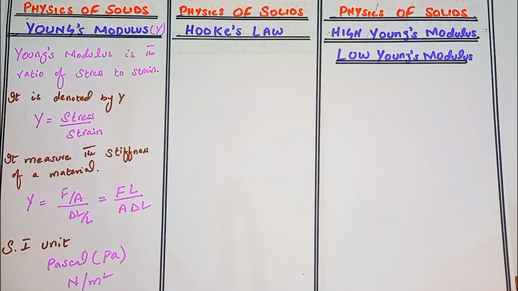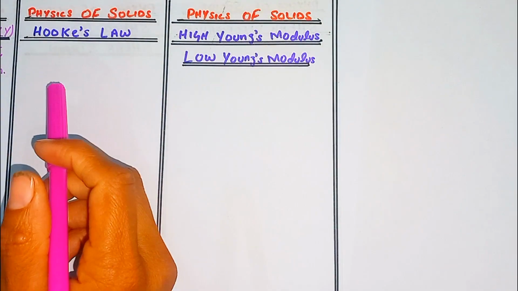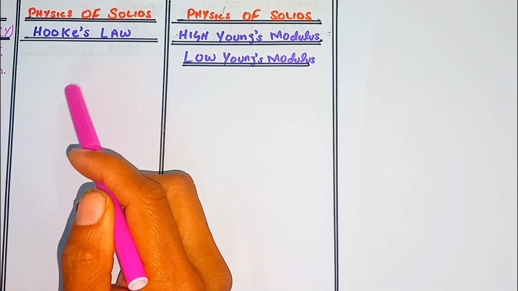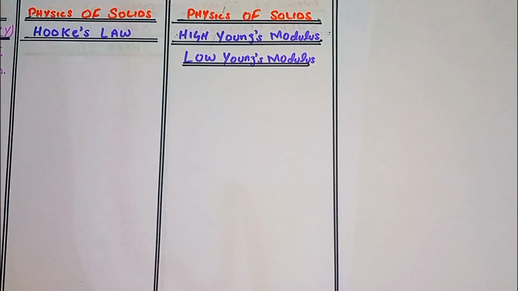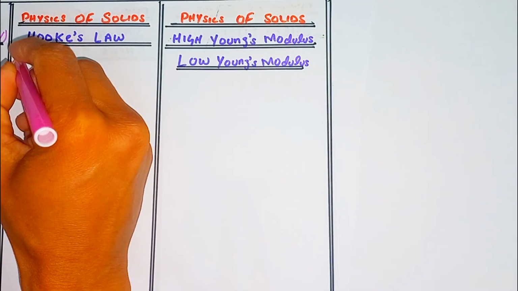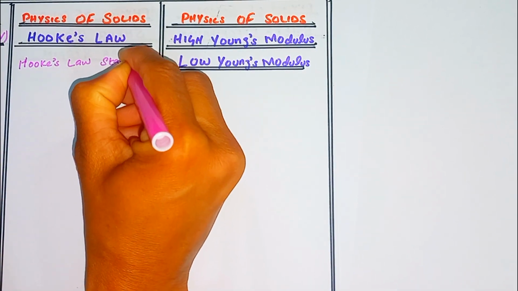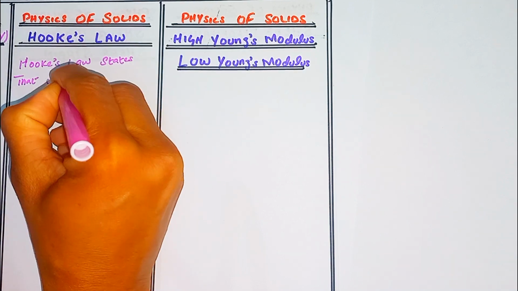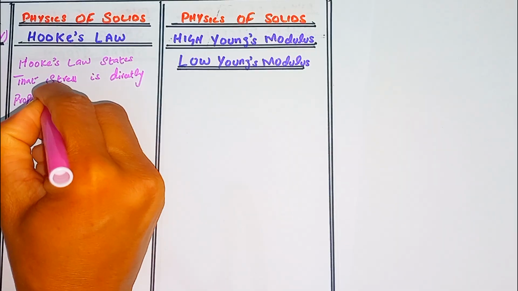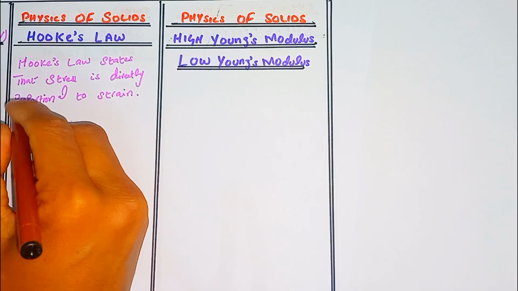Okay, now we discuss Hooke's law. What is Hooke's law? In Hooke's law, stress is directly proportional to strain. It means that when we apply stress, it produces strain accordingly. So here we write that Hooke's law states that stress is directly proportional to strain. This law is valid only within the elastic limit.